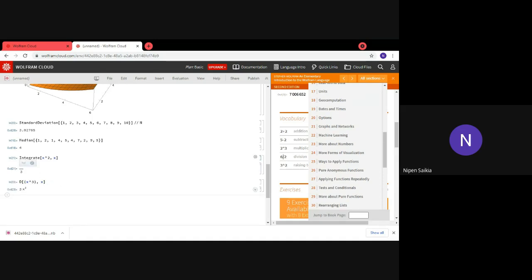So for integration, we use the command integrate. For differentiation, we use the command D. D is for differentiation.